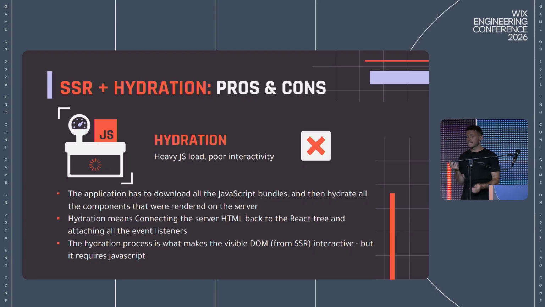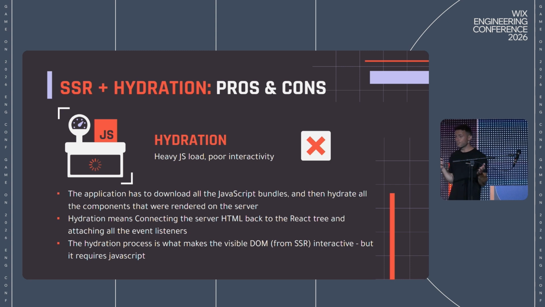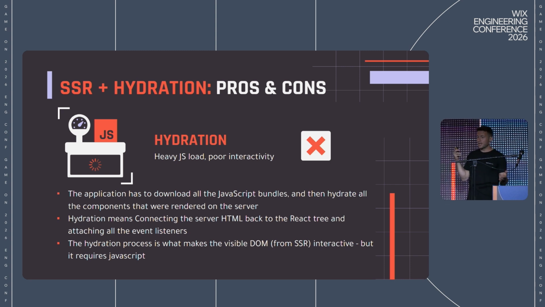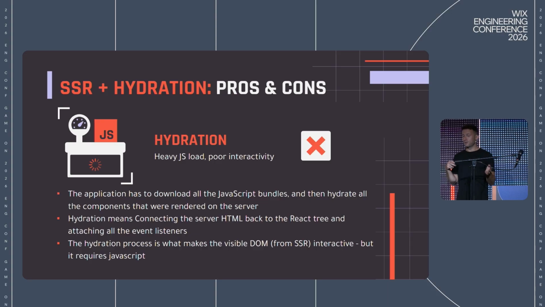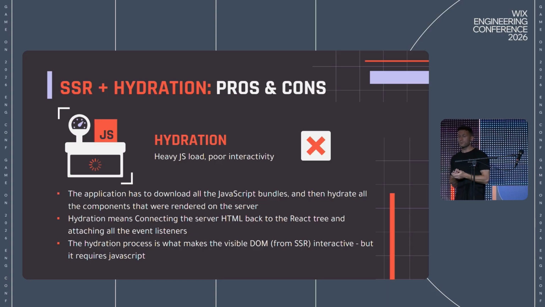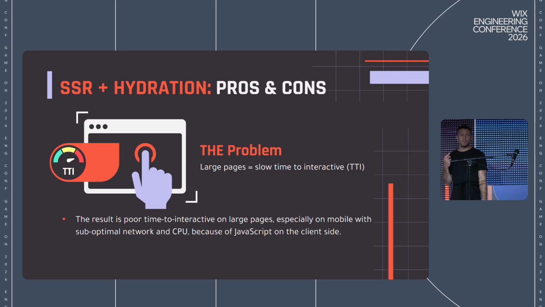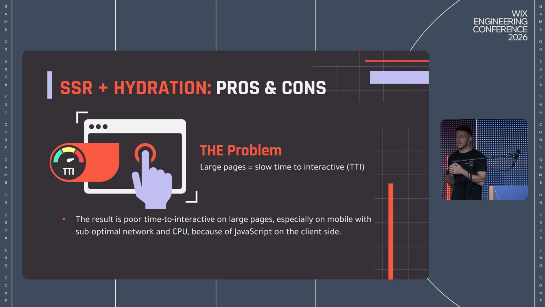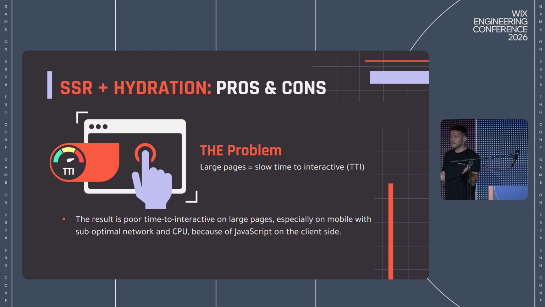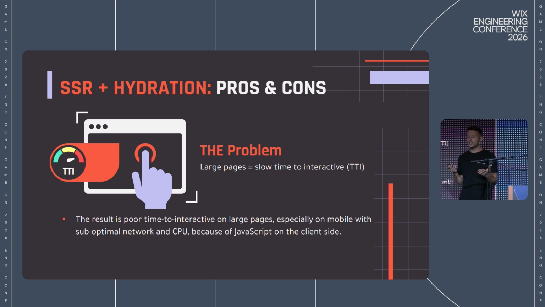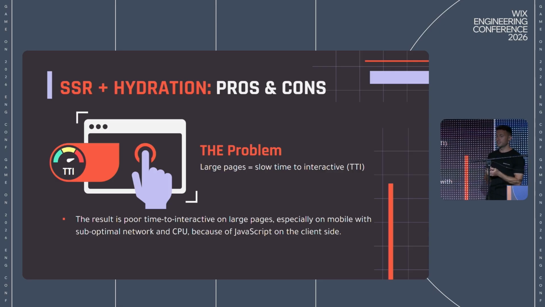On small pages, this is not an issue, but on large pages with hundreds of components, it means a massive amount of JavaScript has to be parsed and executed in the browser before the user can make any interaction. Even with concurrent rendering in React 18, if the browser has to download and execute too much JavaScript, interactions will feel delayed. The result is poor time to interactive on large pages, especially on mobile with suboptimal network and CPU, simply because of the amount of JavaScript on the client side. In simple terms, users see the site very fast, but wait a long time until they can actually interact with it, causing a real user experience issue.